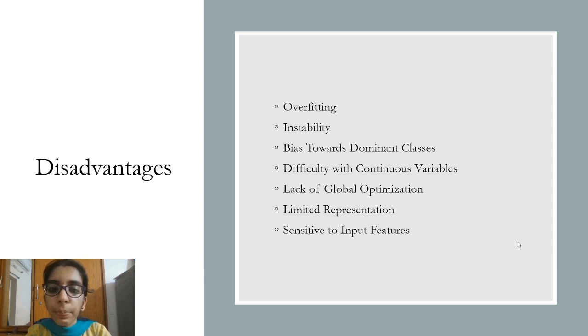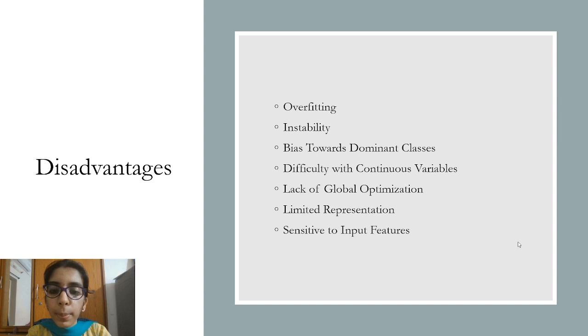Next one, instability. CART models can be unstable, meaning small changes in their training data can result in significantly different trees. This sensitivity to data variations makes CART susceptible to high variance, especially when dealing with small or noisy datasets. Bias towards dominant classes. CART tends to favor splits that result in pure nodes with dominant class labels, leading to biased predictions in favor of the majority classes.